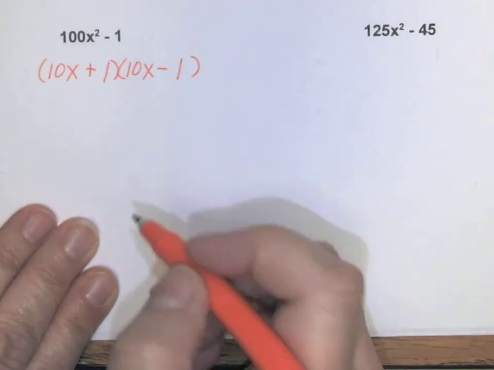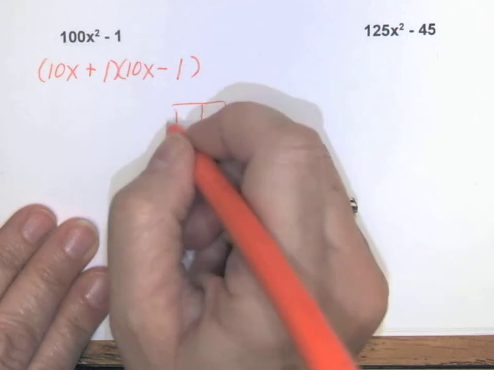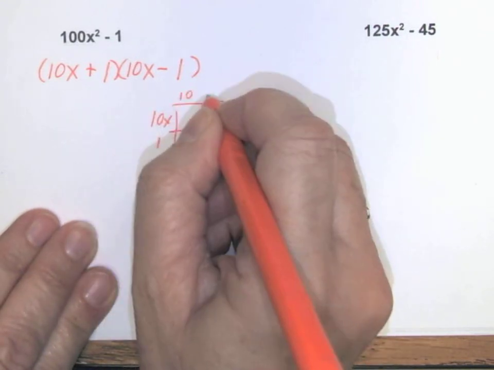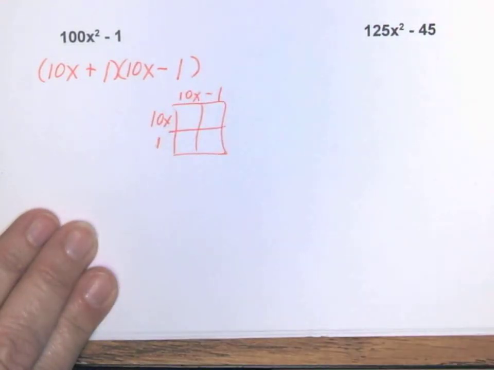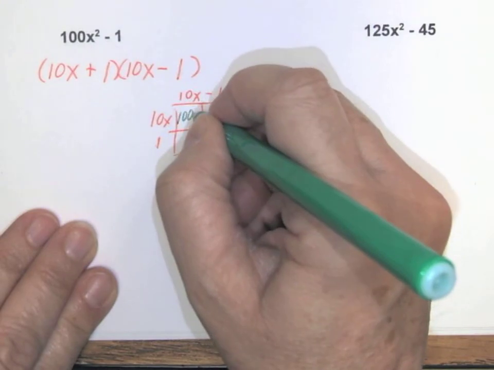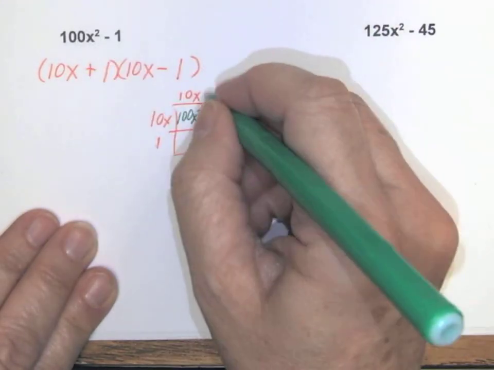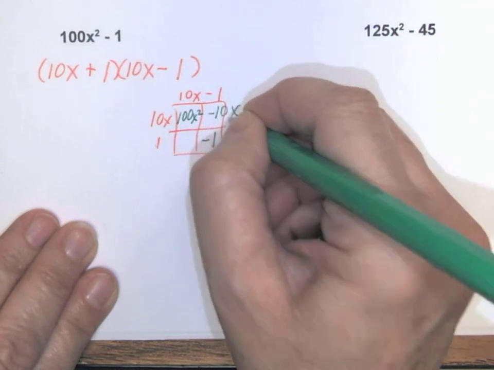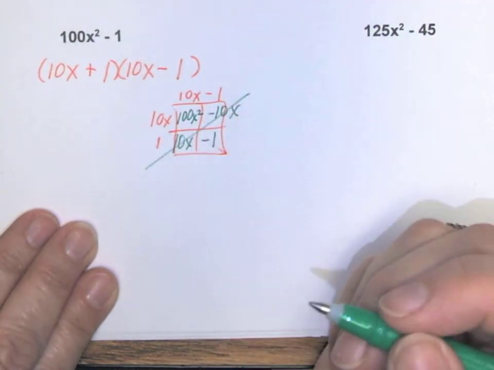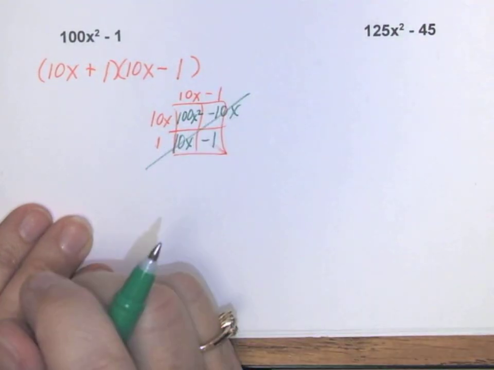If you're ever not sure, just make your box and check. Check your answer and see if it indeed is a difference of two squares, if you end up with what you started with. Okay, here's this part's right. Let's see if these terms cancel. Minus 10x plus 10x. Yes, they cancel, so I did it right.